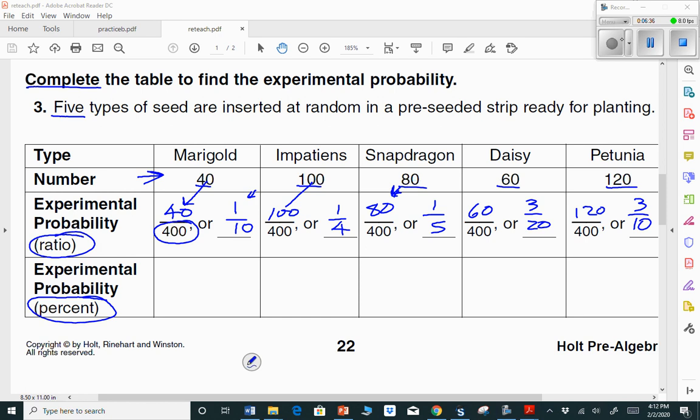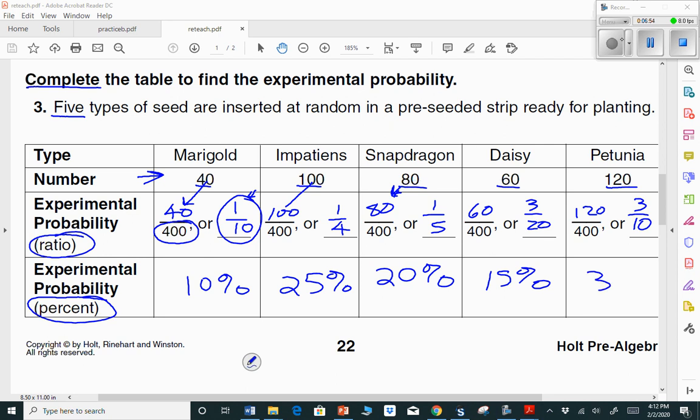And you can use your calculator to change these things into percents. 1/10 is going to be 10%. 1/4 is 25%. 1/5 is 20%. This one's 15%, and this one would be 30%. Those were actually all ones you probably should know off the top of your head.